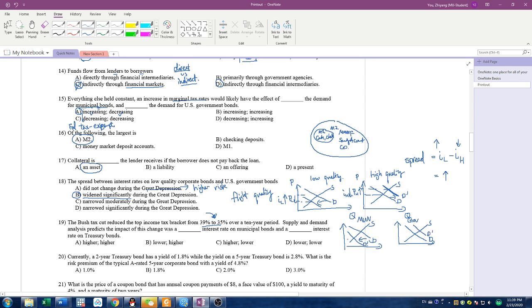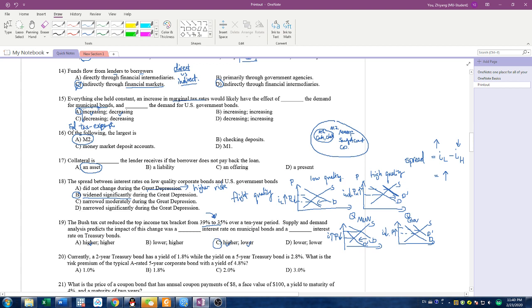Okay. All right, so what we need to do is just to further get how the price changes. For municipal bond, the price is decreasing, so the interest rate is going to go up. So it will be a higher interest rate on municipal bond. And for government bond, since demand shifts to the right, the price of government bond increases and the interest rate is going to go down. So the interest rate on treasury bonds will be lower. So C is the right answer.